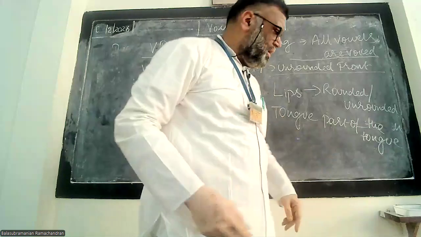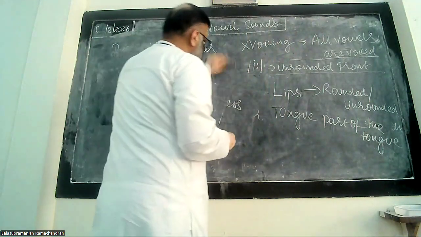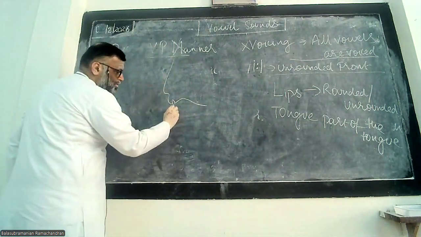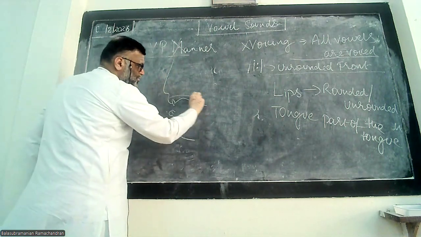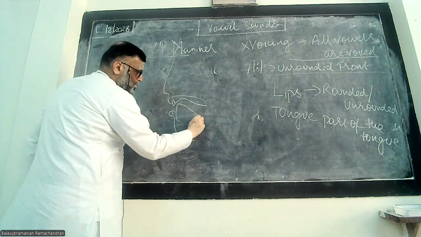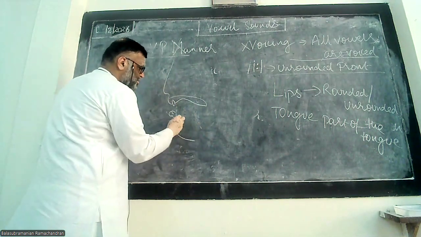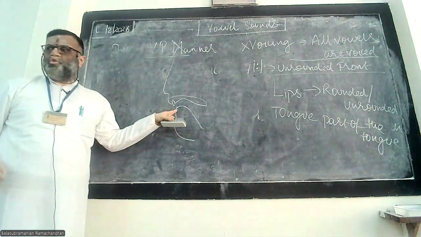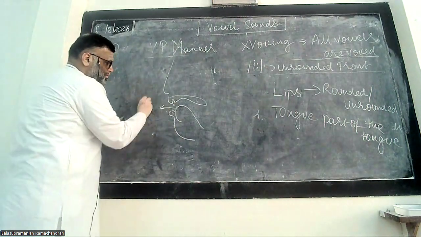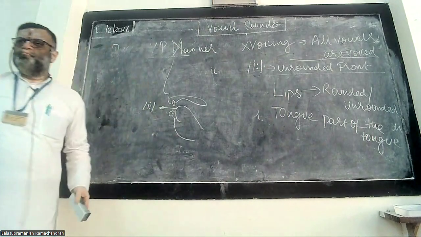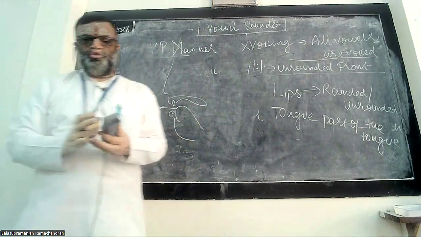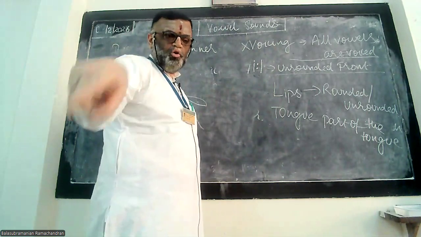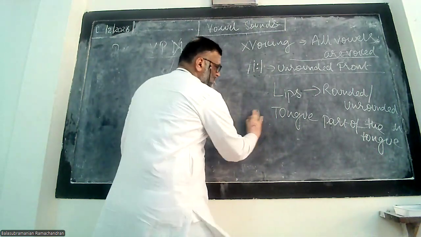So let me draw this. This is the front part of the tongue going up for E. I need a third label. Think about what it could be. You just close everything and bring it up. So the height of the tongue.